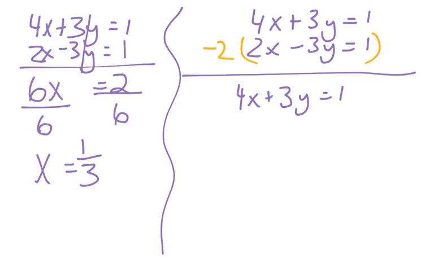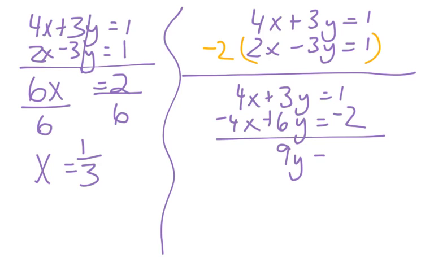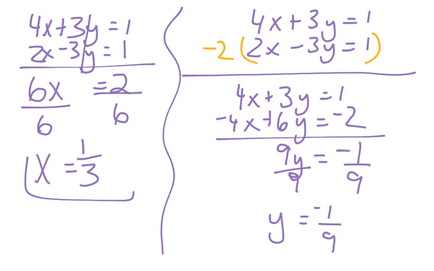-2 times 2 is going to give us the -4. -2 times -3 is +6. And then -2 times 1 is -2. Now when I add them, the x's are going to drop out. And I'm going to get 3y plus 6y is 9y. And 1 plus -2 is -1. Divide both sides by 9. And I get y is -1/9.